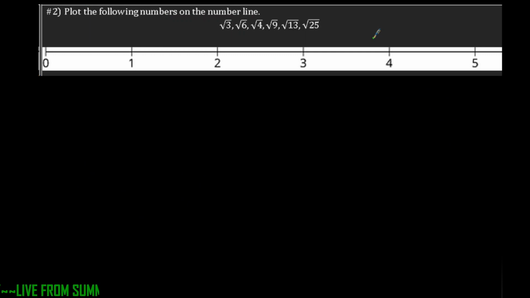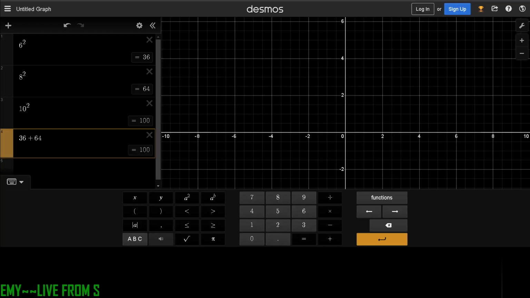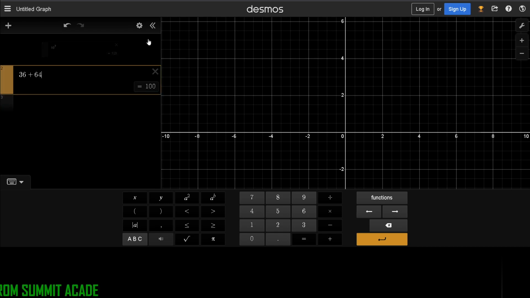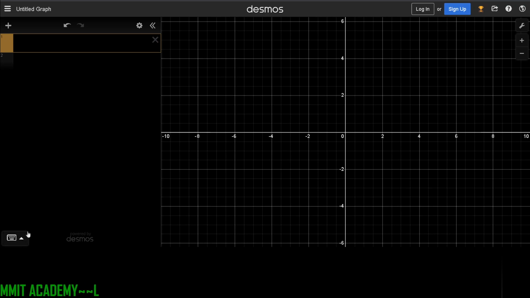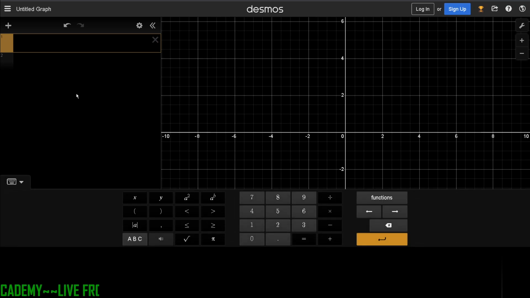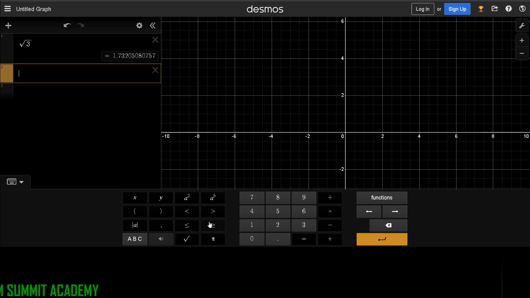For number 2, it says plot the following numbers on the number line. And so it has a couple of square roots. And so what you're going to do is this. So I'm going to pull that Desmos calculator back up. Let me clear some of those numbers out. Again, find that bottom left, that little keypad button, and I'm going to be using the square root symbol now. So I'm going to say square root of 3. I have square root of 6.